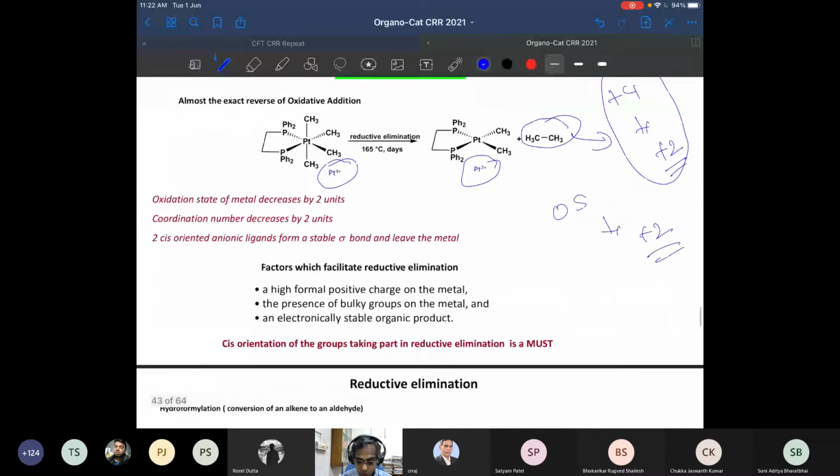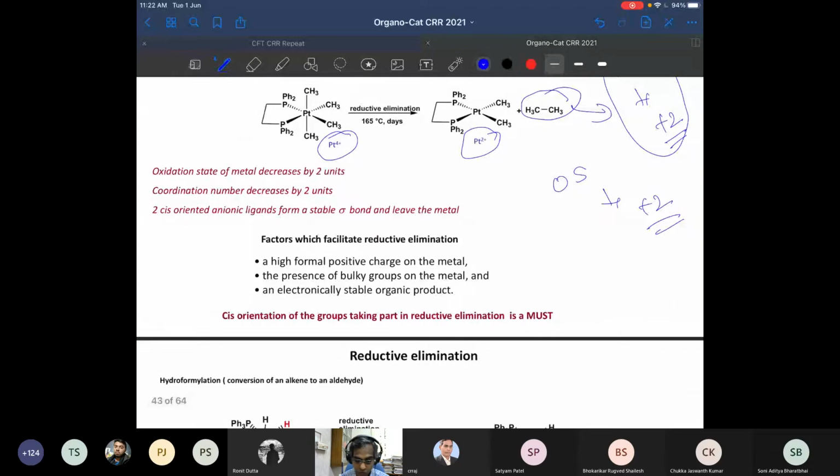So what we need to know is, what are the factors that facilitate reductive elimination? Your high formal positive charge, obviously, that +4 state. The bulky group: if you have a bulky ligand, the reductive elimination will be facile. And an electronically stable organic product. What I mean by electronically stable organic product is that this ethane as well as the complex, both should be stable, right? So these are the 3 requirements for facilitated reductive elimination of the particular product.